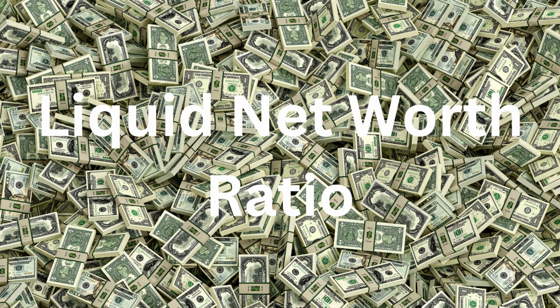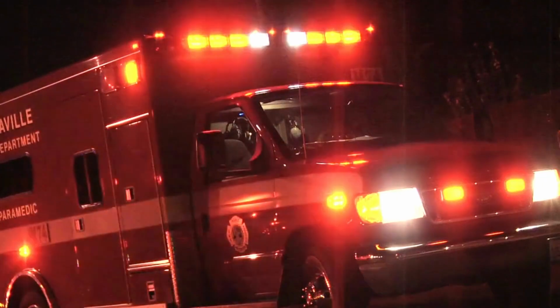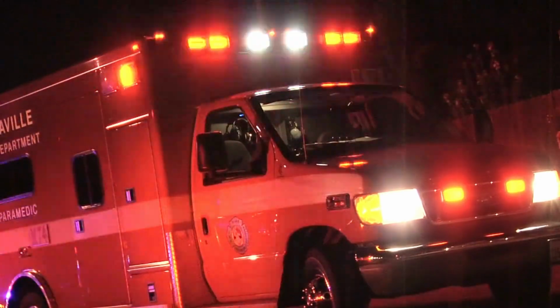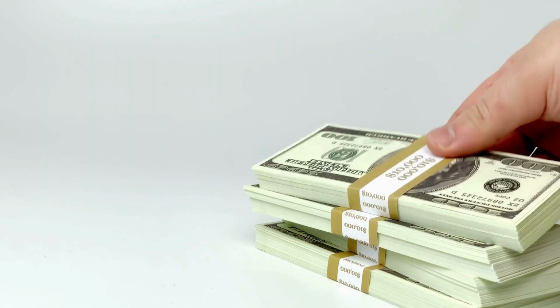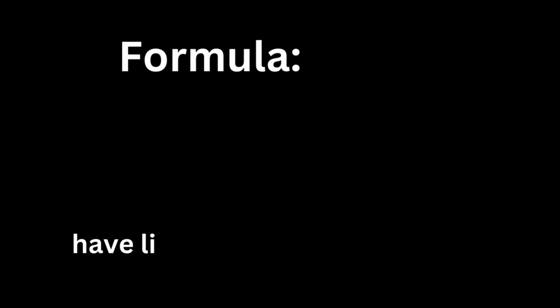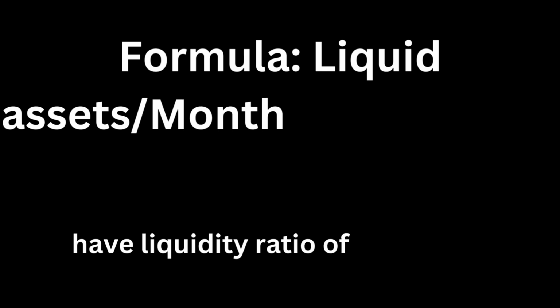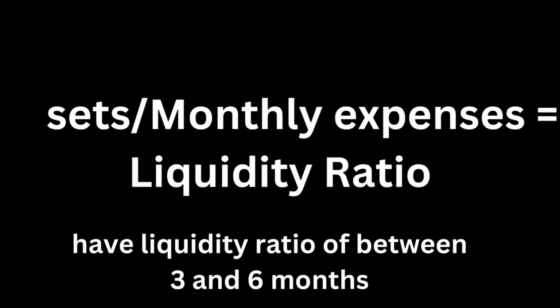Liquid net worth ratio. This formula is essentially an extension of your emergency fund. If you were to need funds as a result of an unplanned event or emergency, this metric looks at how many months of expenses would be covered by your liquid assets, funds that can be easily and quickly converted into cash. Just divide all your liquid assets, which will be mostly money, by your monthly expenses to get the ratio. Try to maintain a ratio between 3 and 6 months.